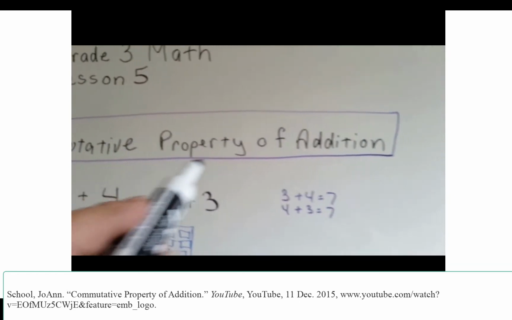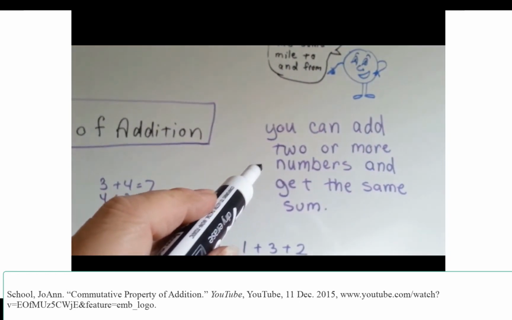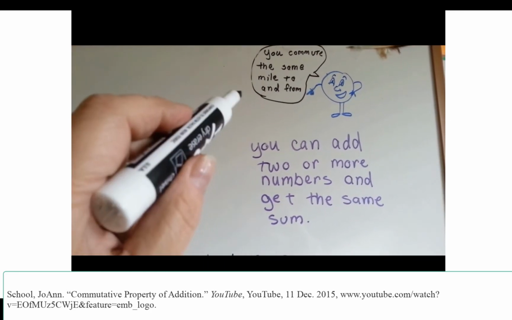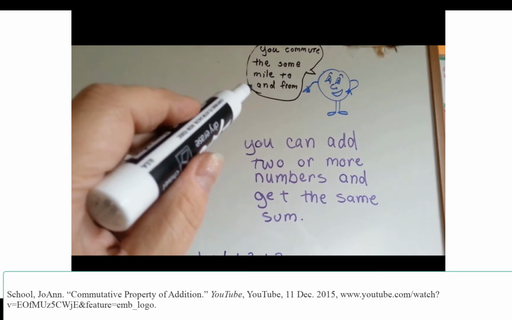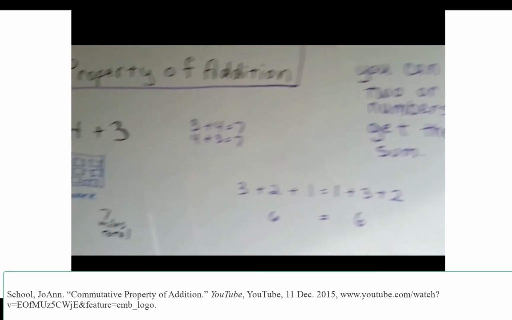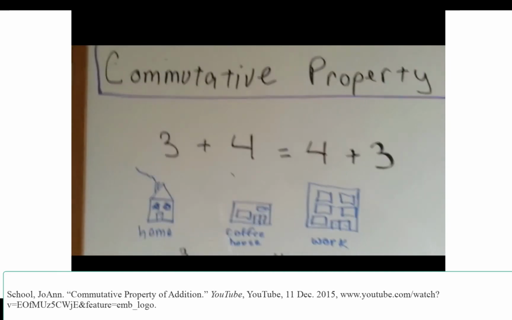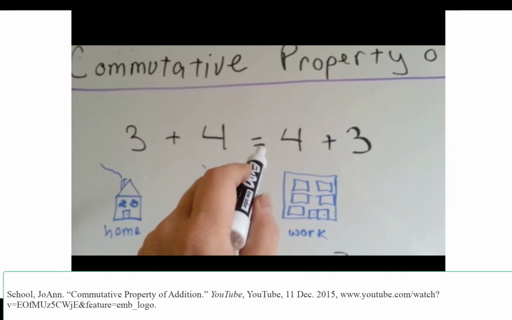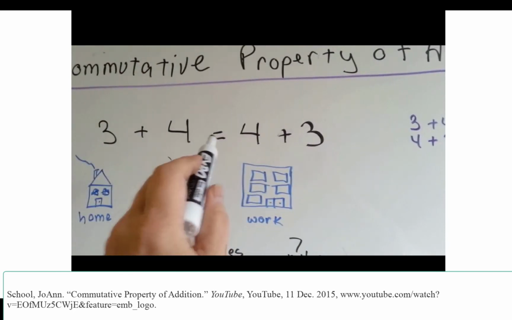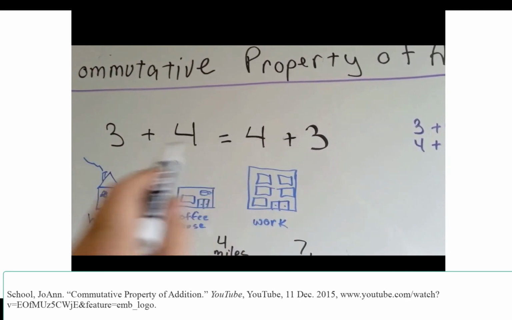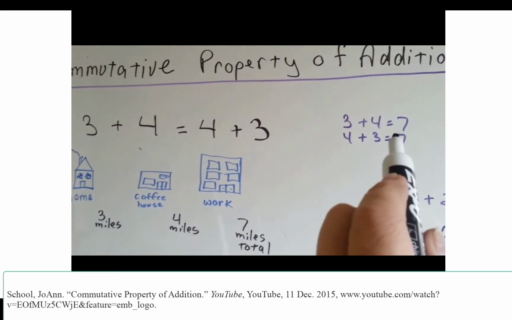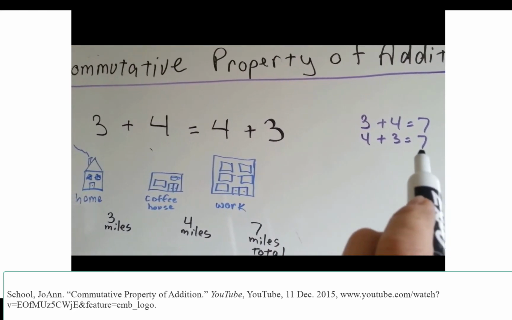The commutative property of addition says that you can add 2 or more numbers and get the same sum. It's like when you commute to work and home. You get the same amount of miles to and from. So let's look at this. 3 plus 4 is equal to 4 plus 3. That's the commutative property. By changing the order of the numbers, they still equal the same thing. 3 plus 4 equals 7, and 4 plus 3 equals 7.